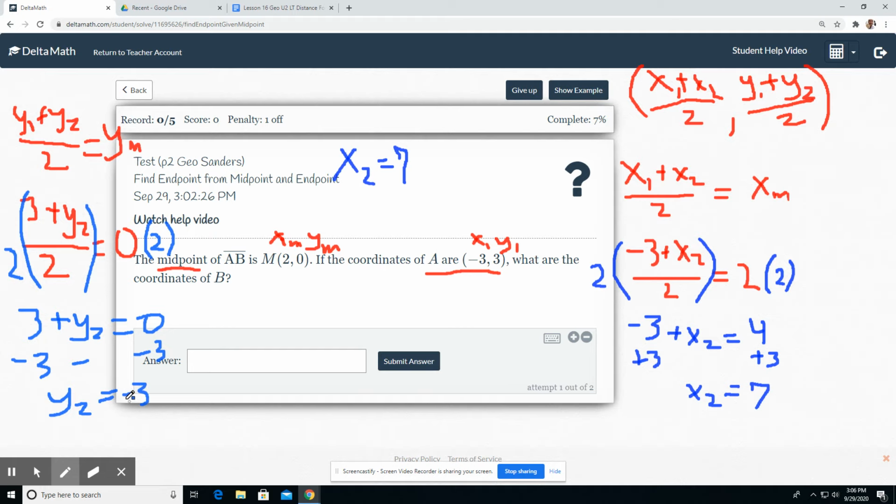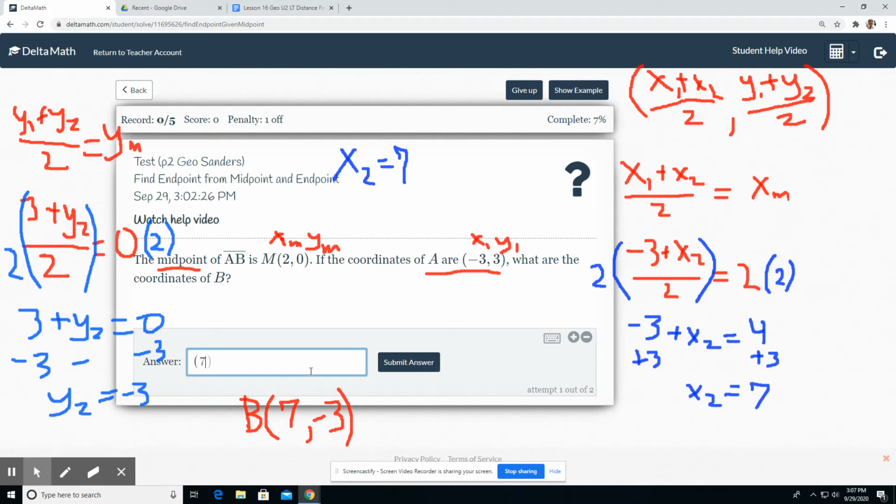All right, I think I got everything. So I'll just go ahead and write it as a final answer. So the coordinates of B are x2 equals 7, y2 equals -3. So the key is writing out the formula, marking and labeling everything, and then plugging it into the formula and letting the algebra take over. So parenthesis 7, comma, -3, in parenthesis, enter.